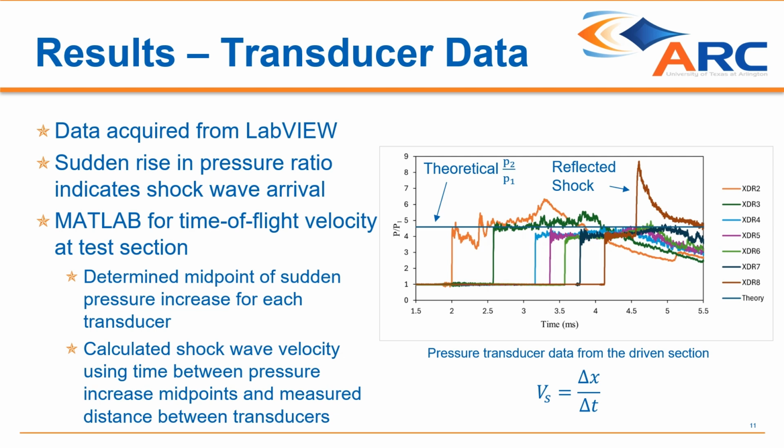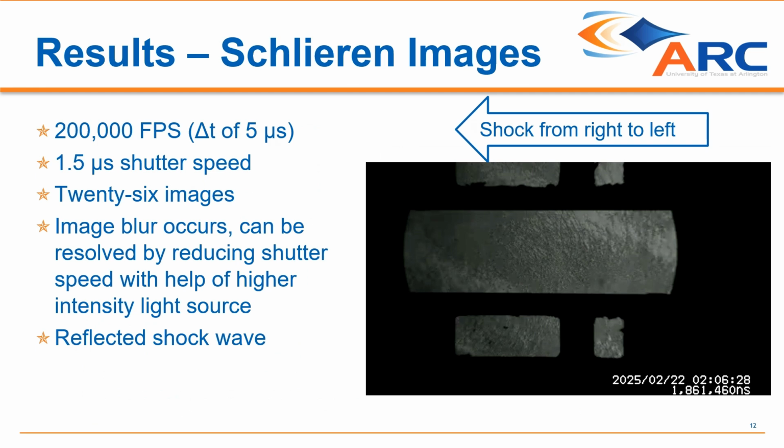We analyzed our pressure transducer data that we received from the experiment using MATLAB to obtain the average shockwave velocity between each pressure transducer. Shown on the right is a video of our shockwave passing through the test section in one of our experiments. This was captured with a high-speed camera set at 200,000 frames per second with a shutter speed of 1.5 microseconds. We were able to capture 26 images of the shockwave, and at the end of the video on the left side you can see the reflected shockwave coming back into the test section.